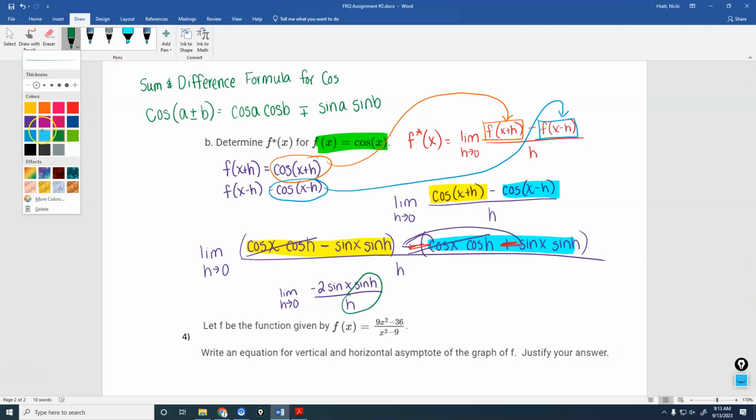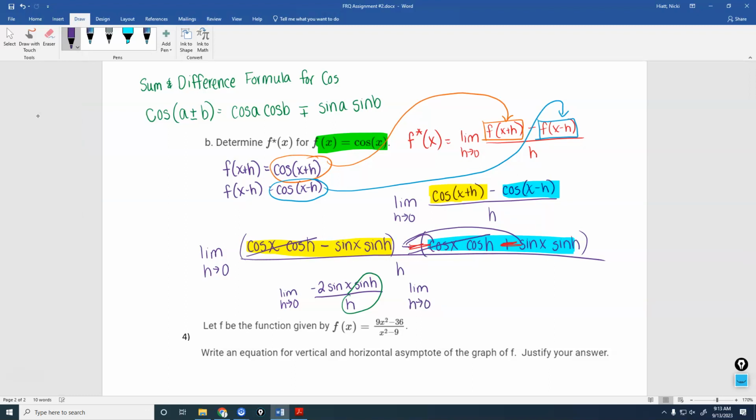So if we split that up in limits, we got the limit as h approaches 0 of negative 2 sine x times the limit as h approaches 0 of sine h over h. This stuff right here is just 1 because that's one of the special limits that we have. So we really just got the limit as h approaches 0 of negative 2 sine x, and that is just your answer because you're plugging in 0 for h, and this doesn't have an h in it anymore. So negative 2 sine x.